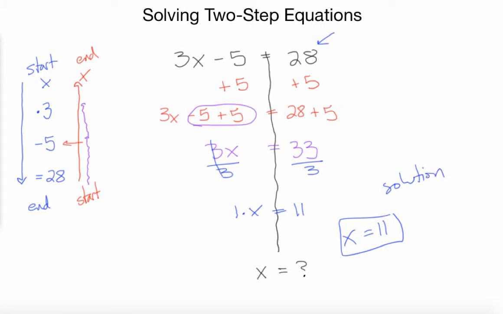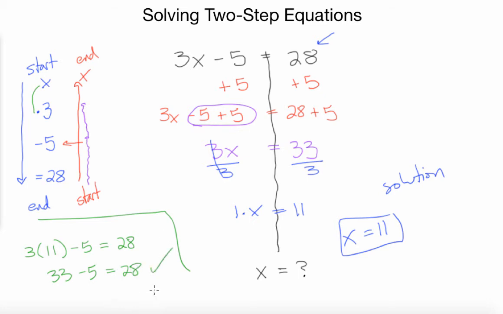All right. Let's check our work real fast. Does 3 times 11, I'm putting that in place of x, minus 5, does that actually equal 28? 3 times 11 is 33. Now I'm working forwards, right? Taking x, times it by 3. 33 minus 5 is 28, so it all checks out.